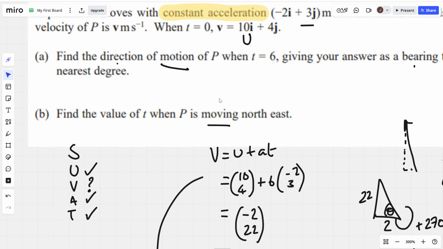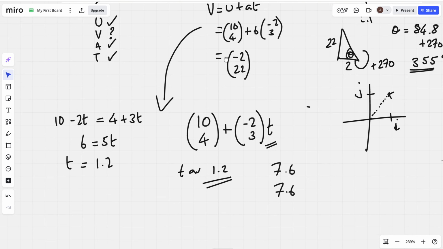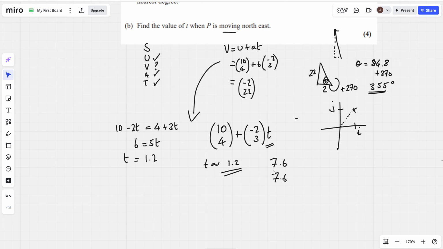Notice it said is moving northeast, not it is northeast, because that would be different. Here, because of motion and because of moving, I'm working with the velocity. If it said is located or something, I might have to work with displacement. Okay, so there we go. That's how we would do that one.